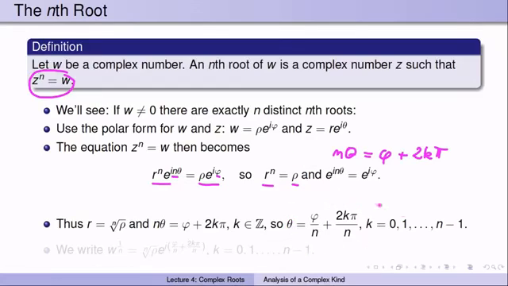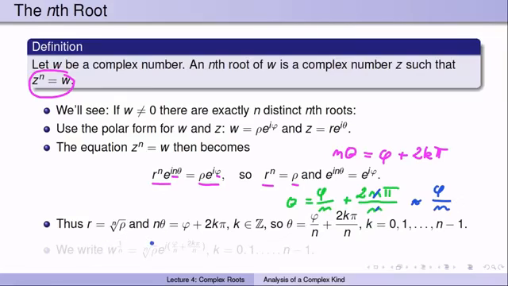And if I look at k equals n, for example, what would I get? I would get theta is equal to phi over n plus 2n pi divided by n, and that n would cancel out, so I would have phi over n plus 2 pi. But I already looked at the angle theta equals phi over n when k was equal to 0. So I would get the same angle as the one I got when k was equal to 0, and I don't get any new angle. I'm getting different angles for k equals 0 through n minus 1, and then the angles start repeating.